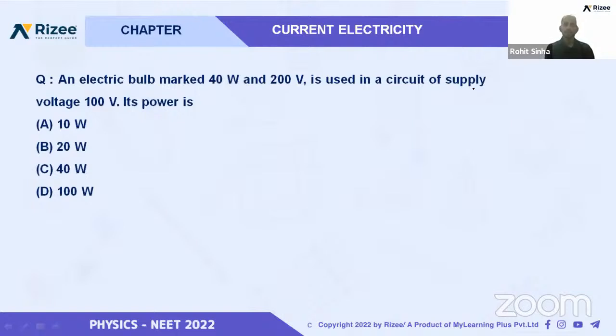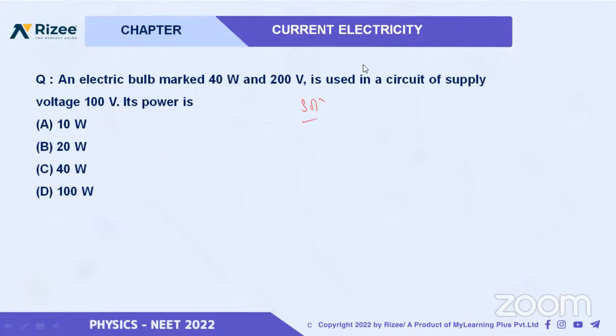Any answer? After solving this question, I think your concept will be clear. Okay, let us see then. Solution. What will happen? You see here, it is telling that one electrical bulb is marked with this much. What is the rating? Option A. Nandini is telling option A.